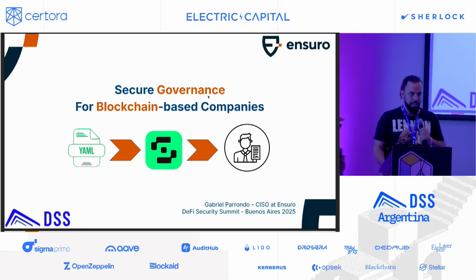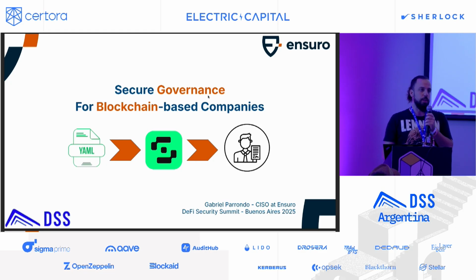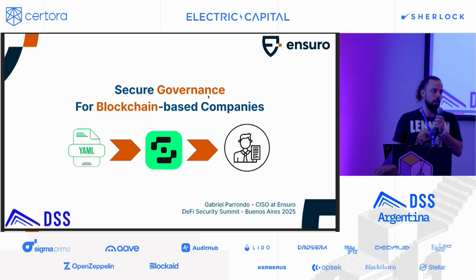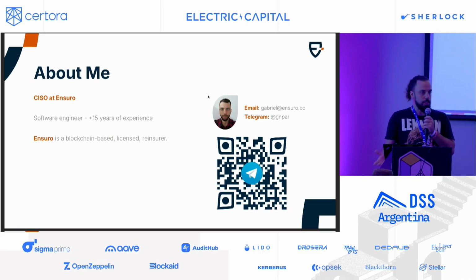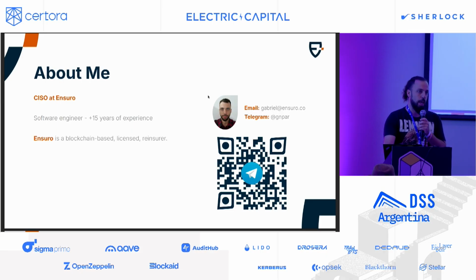All right, yeah. Okay, hi everyone. So we're going to talk about secure governance, specifically about multisig transactions, which is the main part of the governance on a blockchain-based company. I'm the CISO at Ensuro, and I'm mentioning this because we are an actual blockchain-based company operating for the past 4 years, and we use this a lot.